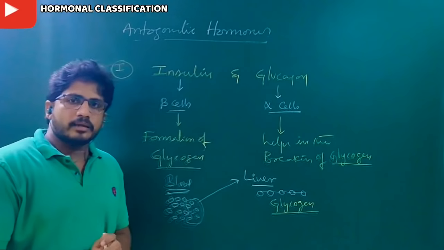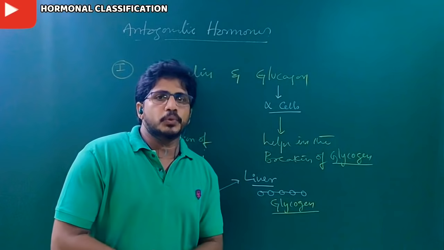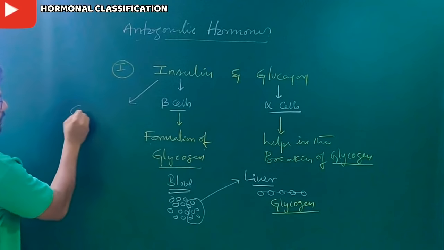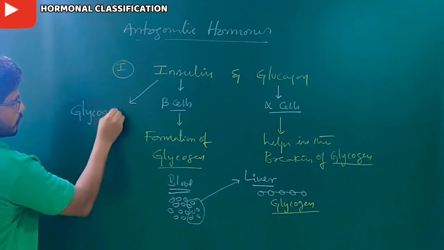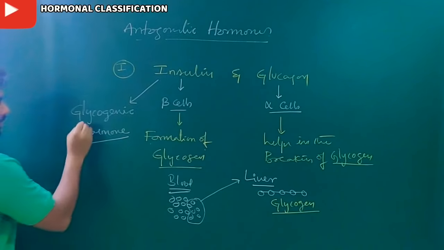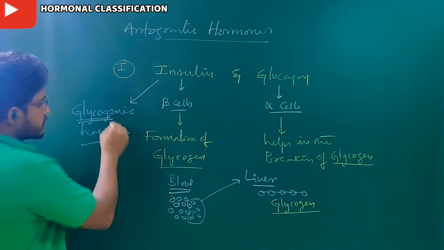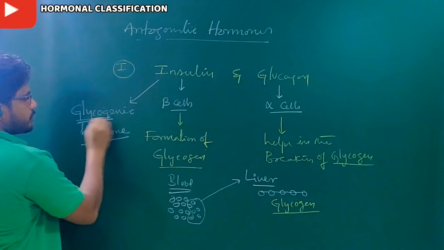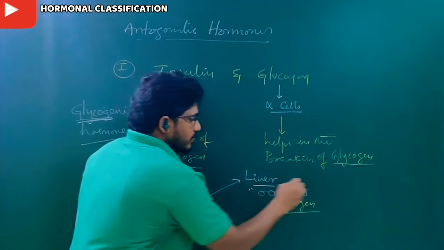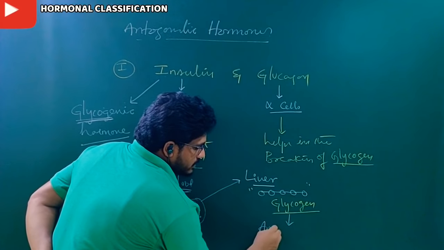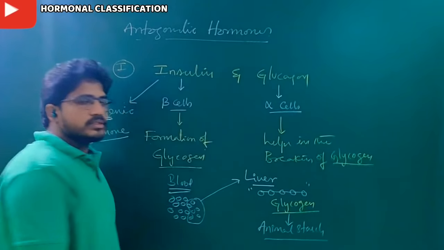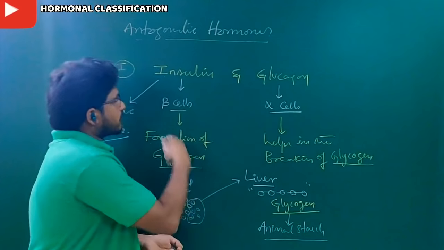A very important thing I am going to tell you here. The hormone that helps in the formation of glycogen is insulin. That's why insulin is called glycogenic hormone. Genic means synthesizing. The hormone helps in the formation of glycogen. That is why energy will be stored. Glycogen is also called animal starch. At the time of biomolecules, I told you this. So this is the function of insulin.